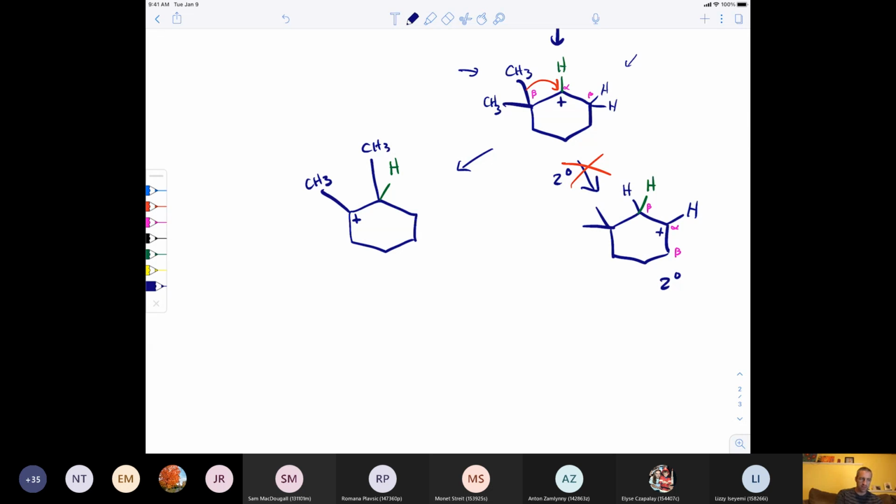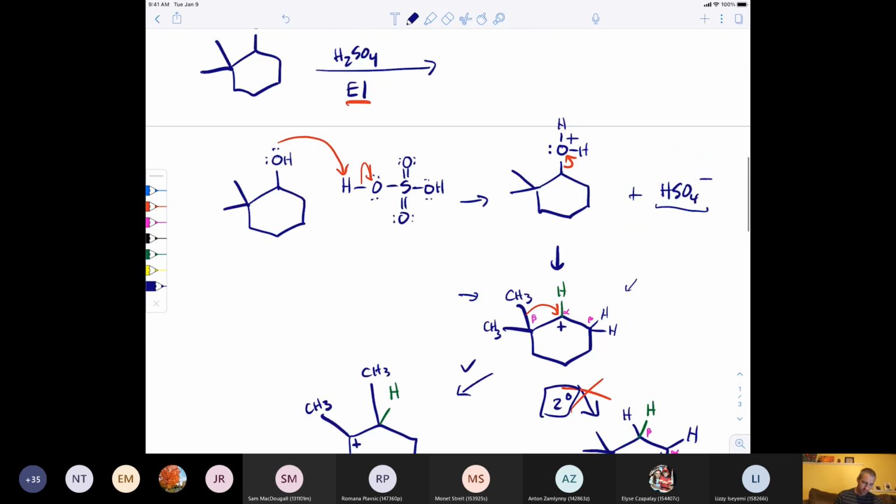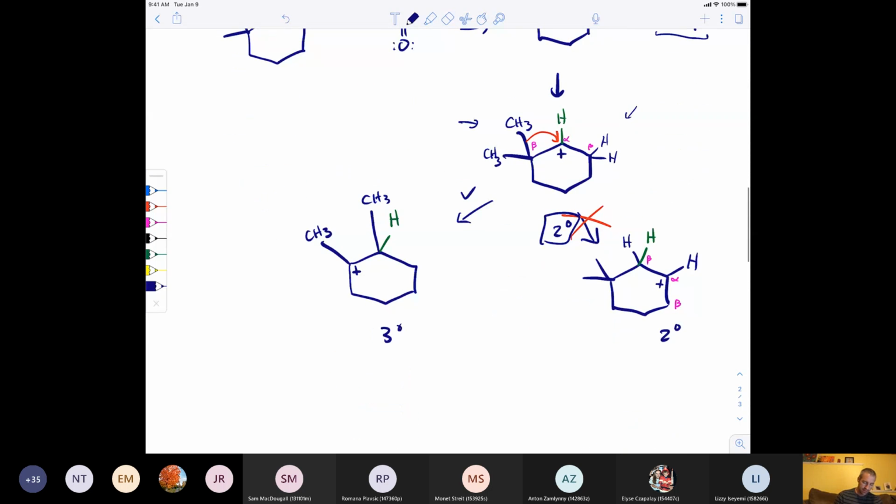What kind of carbocation is this? You can use the chat if you want. Tertiary, great. So this is a great rearrangement because it converted a secondary carbocation into a tertiary carbocation, and this will be fast, and our major product will come from this carbocation. This reaction was an E1, so we got to do elimination here.